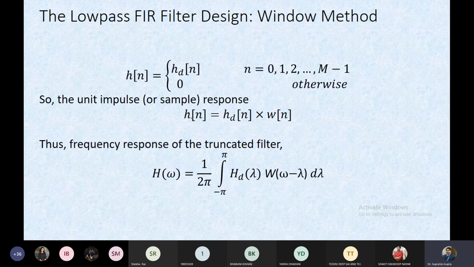Okay, and so this is a multiplication operation in the time domain, and we know that this operation is converted into the convolution operation in the frequency domain. So we can get this frequency response by convolving the desired frequency response with the window frequency response.